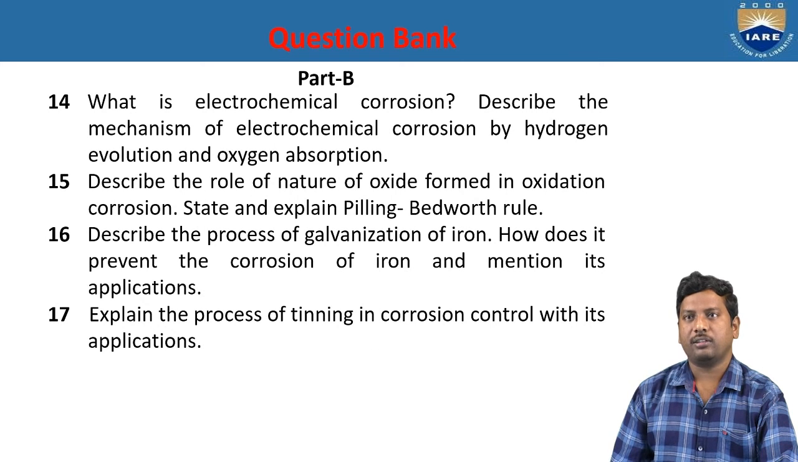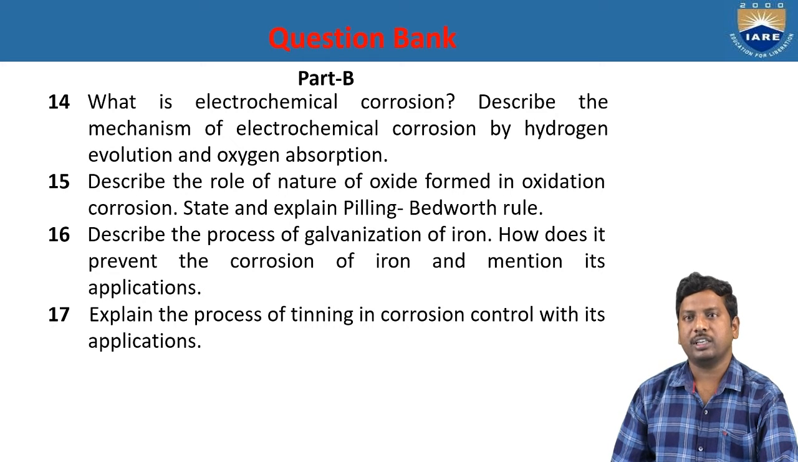And what is electrochemical corrosion? Describe the mechanism of electrochemical corrosion by hydrogen evolution and oxygen absorption. So these are the two cases in the electrochemical theory. The hydrogen evolution is one of the theories to explain electrochemical corrosion in the presence of a wet medium, and oxygen absorption is another case. In this case, we observe a large cathodic area, whereas in hydrogen evolution we observe a large anodic area.